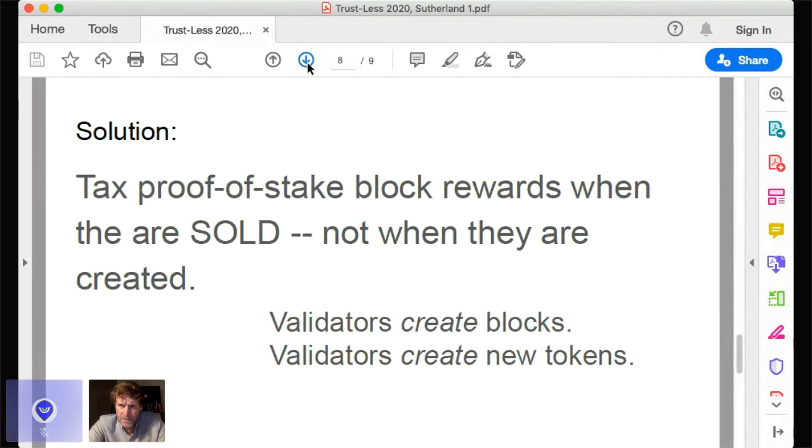So that's the basic challenge we have with taxation. Now, the solution to this in the United States and elsewhere is to ultimately tax proof of stake block rewards when they're sold and not when they are created. And this gets back to the practical advice I have, which is to avoid relying on terms like interest and dividends in particular to describe what's going on with the opportunity to participate in a proof of stake network.